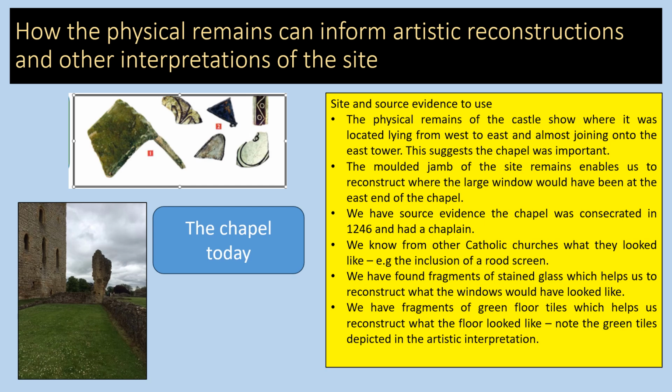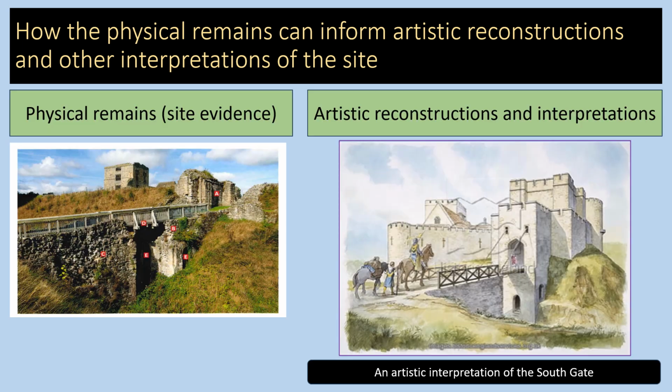We've actually got the Inquisition from 1334 when William de Roos III died that tells us that a chaplain was at the castle and being paid. We know from other Catholic churches what they look like, such as the inclusion of the rood screen on the artistic interpretation. We have found fragments of stained glass which help us to reconstruct what the windows would have looked like, and fragments of the green floor tiles which helps us to reconstruct what the floor looked like, and note the green tiles depicted within that artistic interpretation.